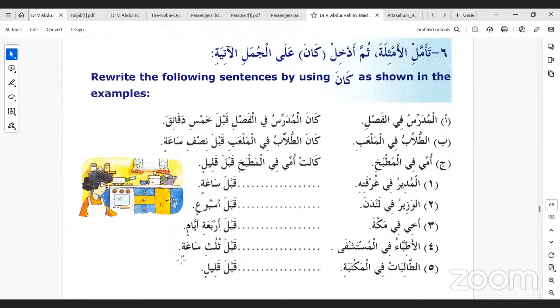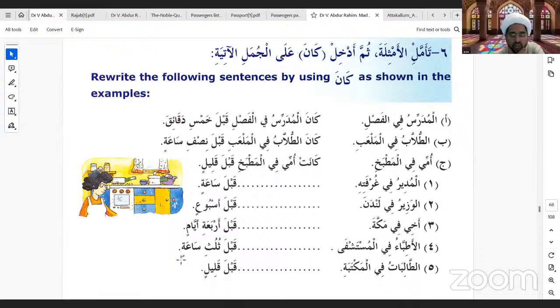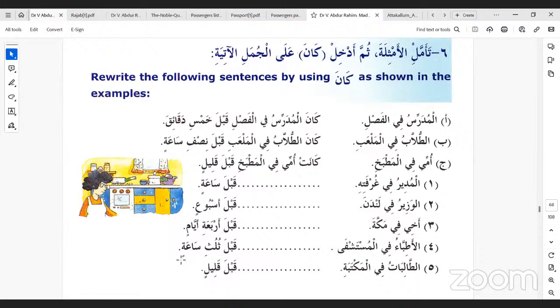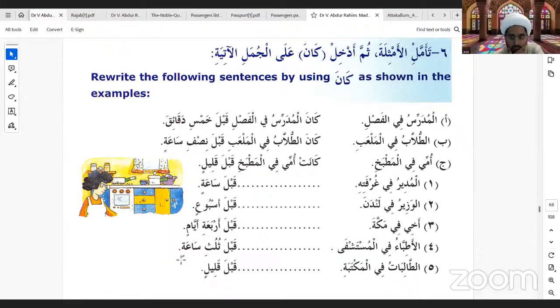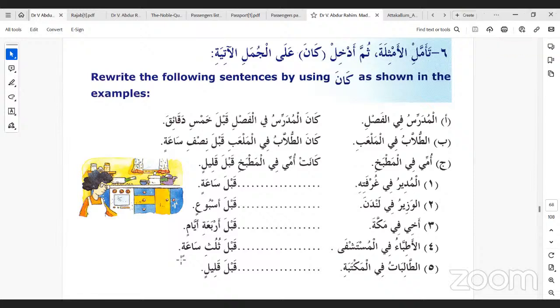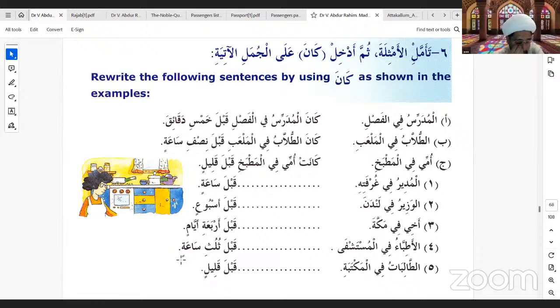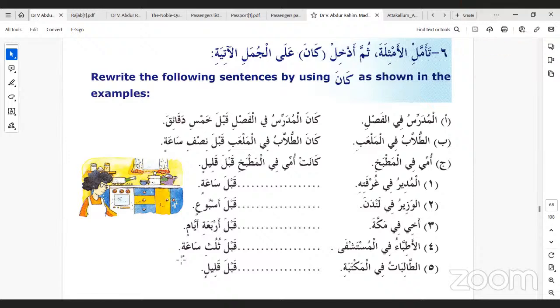في المستشفى. الأطباء في المستشفى. Students? No. الأطباء, doctors. Doctors are in hospital. كان الأطباء في المستشفى قبل ثلث ساعة. Doctors were in the hospital 20 minutes ago.